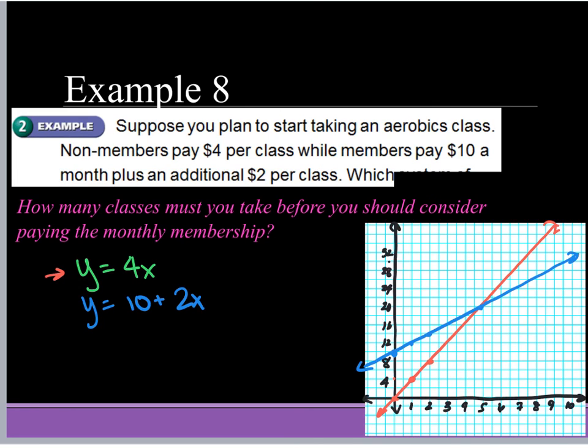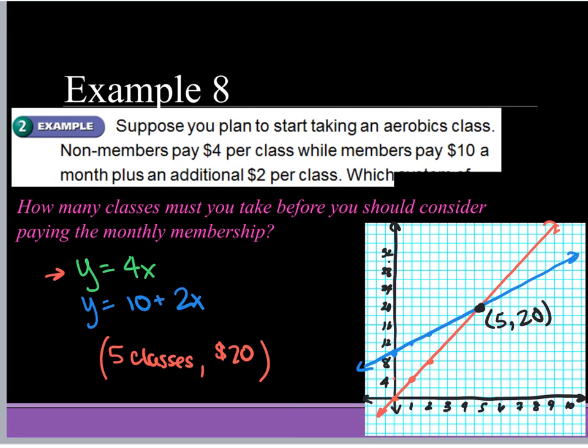So now that I have my two graphs plotted, my point of intersection, as I can see right here, is going to be the coordinate point 5 and 20. So what that tells me is I have to take at least 5 classes, which is going to be a price of $20. Okay, so I have to take at least 5 classes in order for the membership to pay itself off.